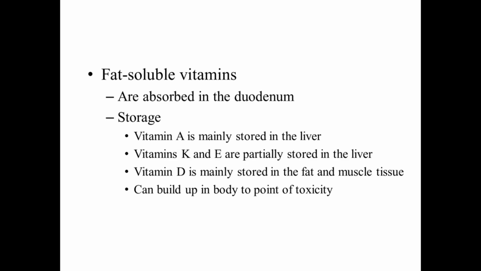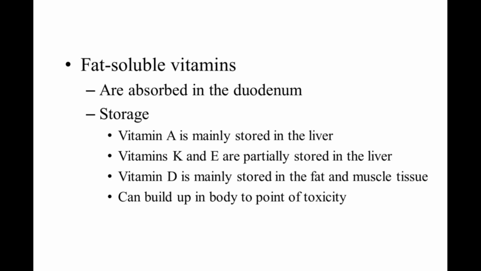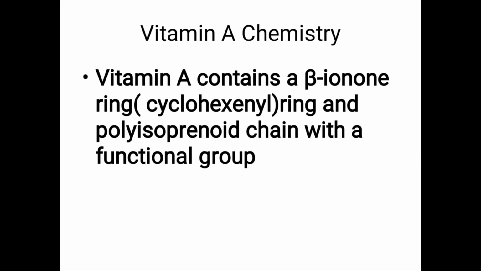So you heard about fat soluble vitamins. This is just an introduction. They are mainly stored in the liver, so their deficiency is less. Vitamin K and E are partially stored in the liver, and vitamin D is mainly stored in the fat and muscle tissue, so there is a chance of toxicity. Their shortage is less compared to water soluble vitamins. Excess of water soluble vitamins is excreted in the urine. So let us directly go to vitamin A.